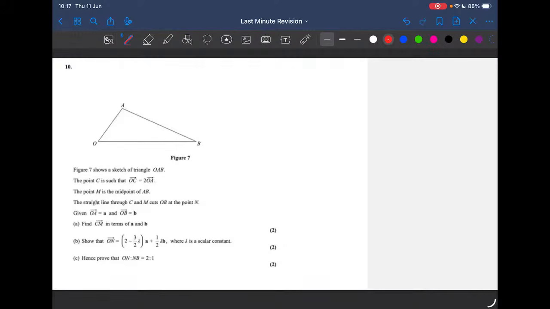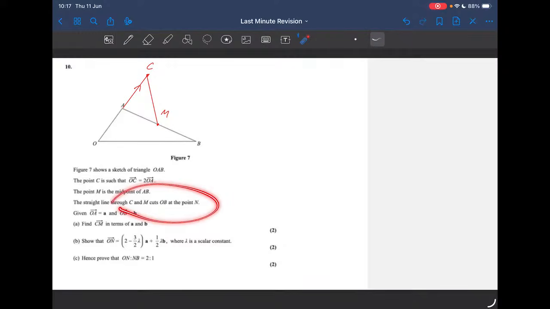So when we're doing vectors questions, what we always want to do is have some point that we don't know, and try to find it in two different directions. Here, we're told that C is twice OA. So if we have the line O to A, we can double that and put it on this end. That's going to be C up there. And M is the midpoint of A to B, so it's going to be that point down there.